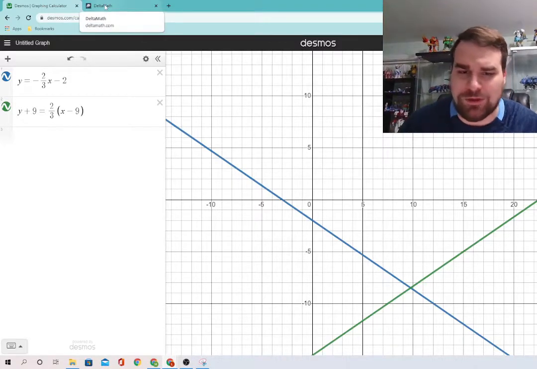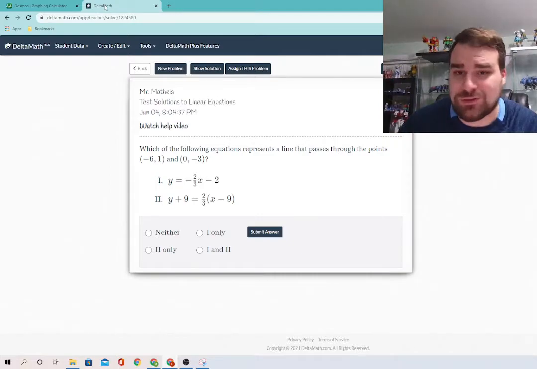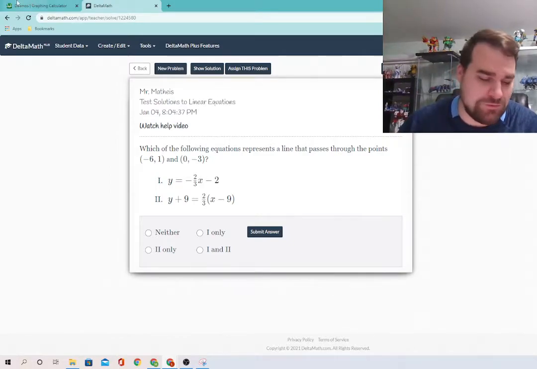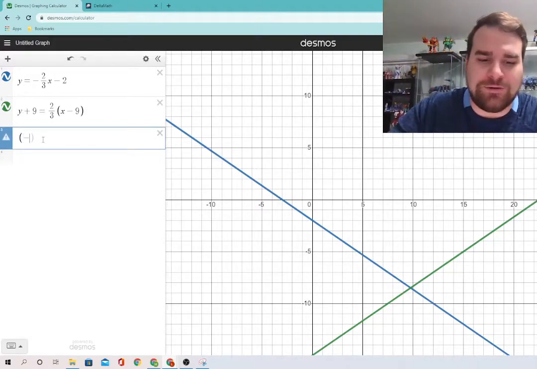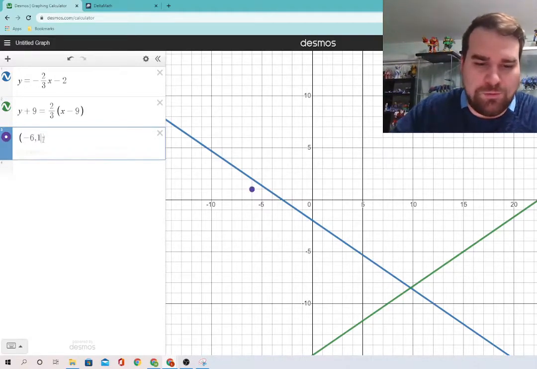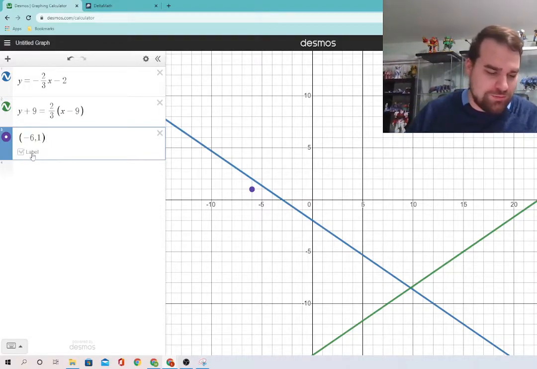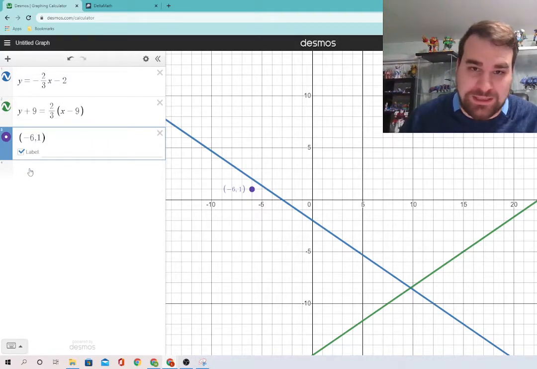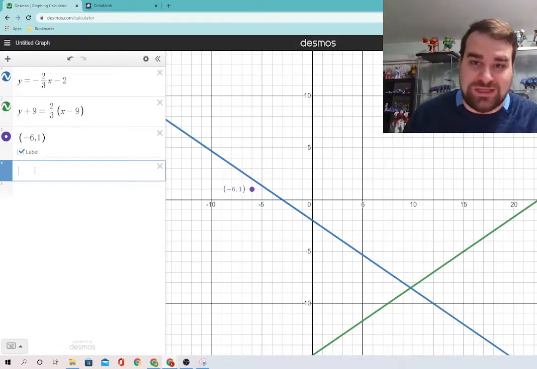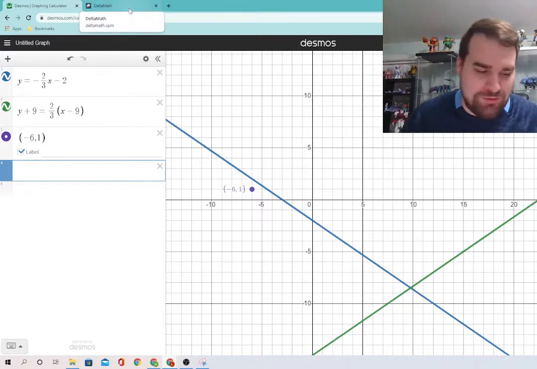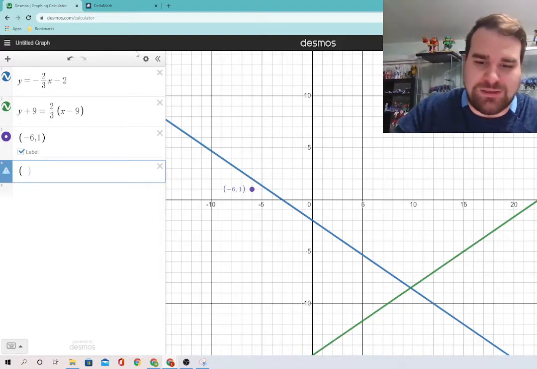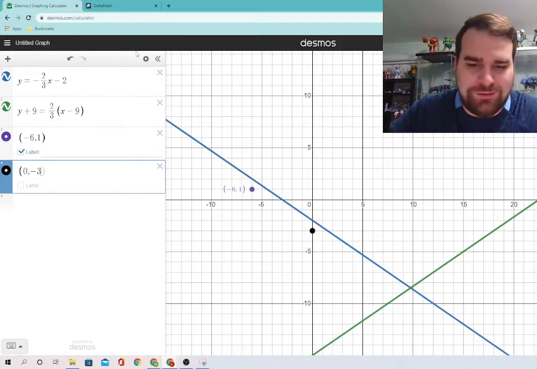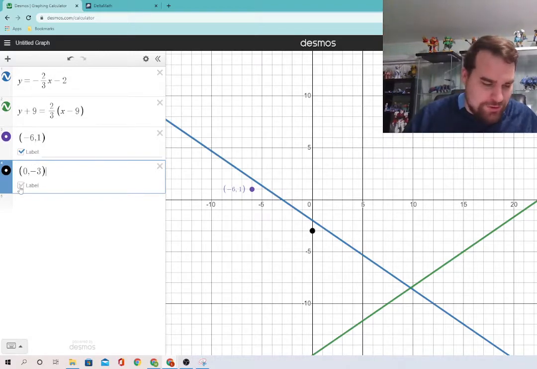So let's double check what those are. (-6, 1) and (0, -3). Okay, so I'm going to type that coordinate right here. (-6, 1), just like so. And then I'm actually going to have it label it on the graph for me by clicking that little box. And then I'm going to do the same with my second point. Now, I think it was (0, -3), and it was. I just wanted to double check it and make sure I wasn't leading us astray there. Okay, and I'm going to label that one as well.